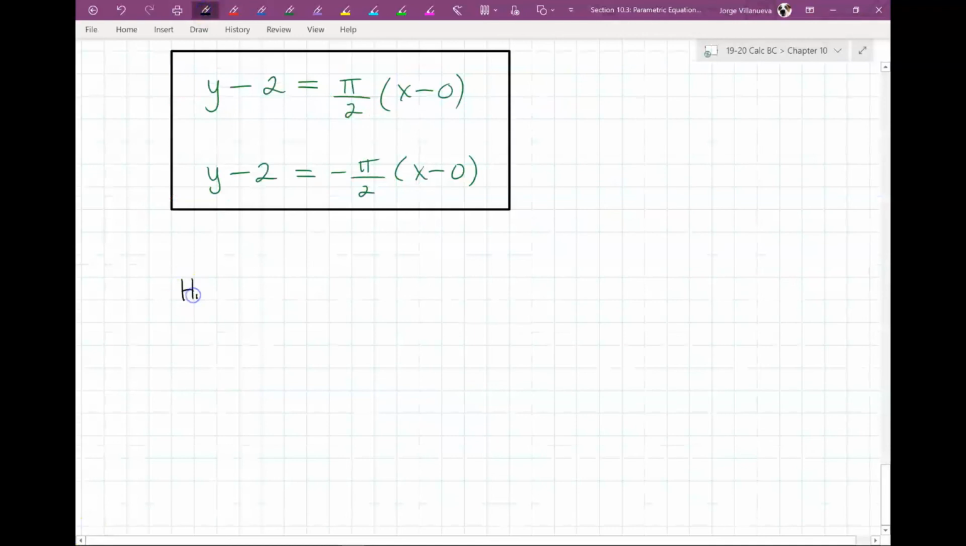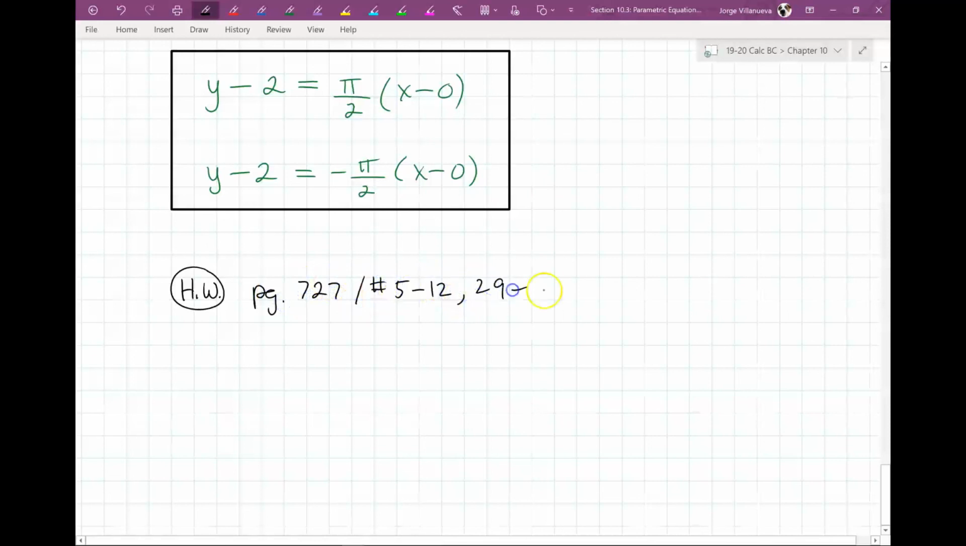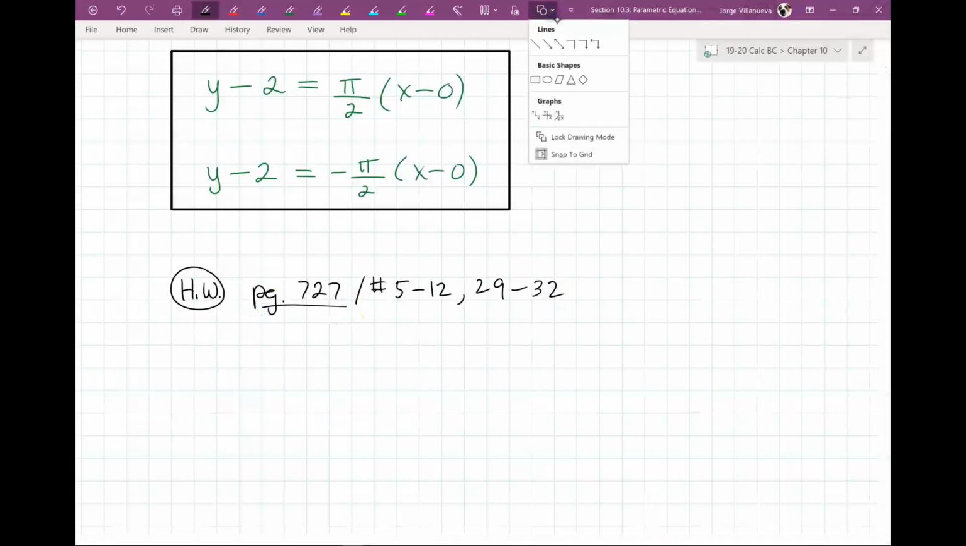All right, so your homework is on page 727, numbers 5 through 12, 29 to 32. And tomorrow we'll do 49 to 52, but we have to do arc length first.